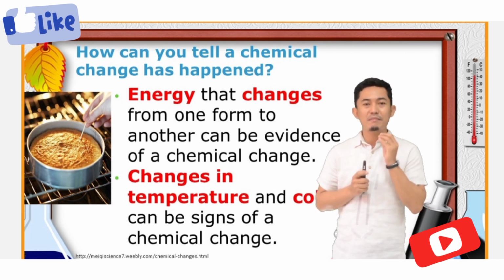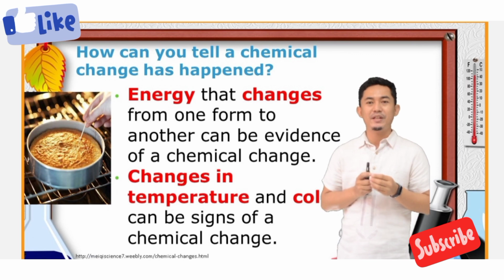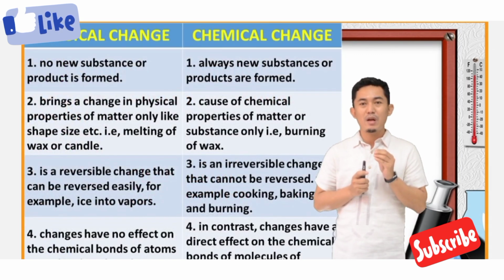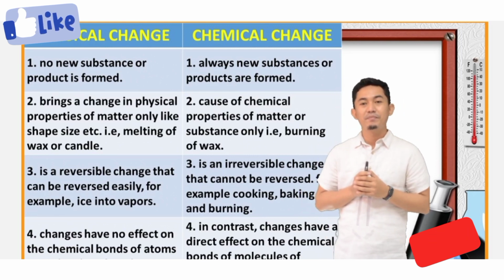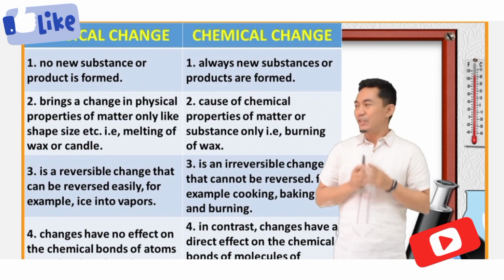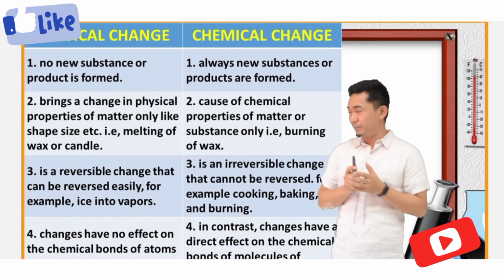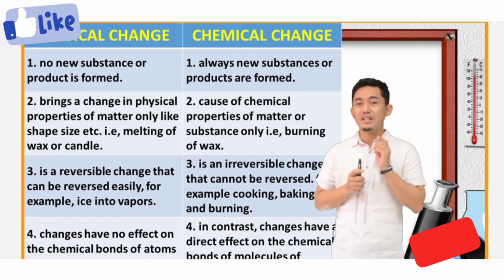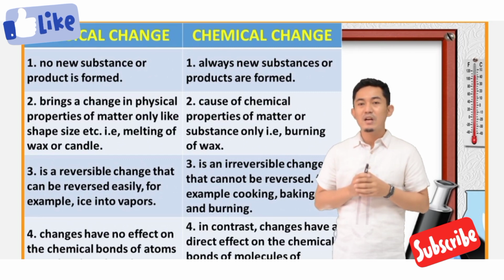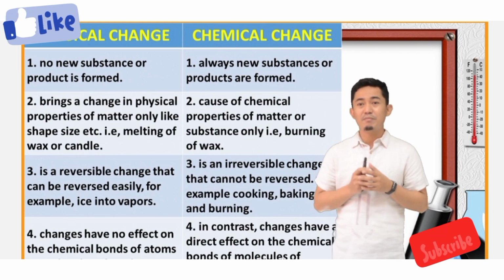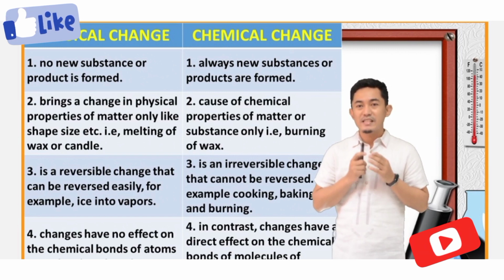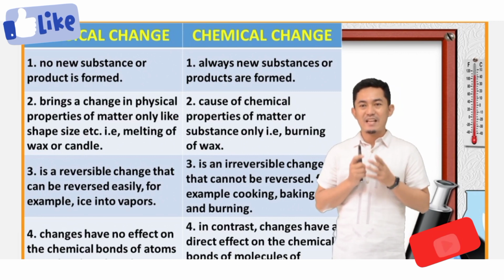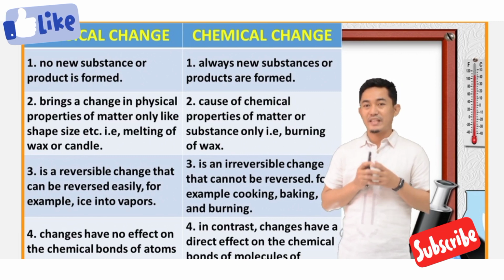For more understanding about these two types of changes in matter, I have here a comparison table which can be helpful in your studies about physical and chemical changes. For physical change, no new substance or product is formed. While in chemical change, always new substances or products are formed. In physical change, it brings a change in physical properties of matter only, like shape, size, etc. An example of this is the melting of wax or candle.